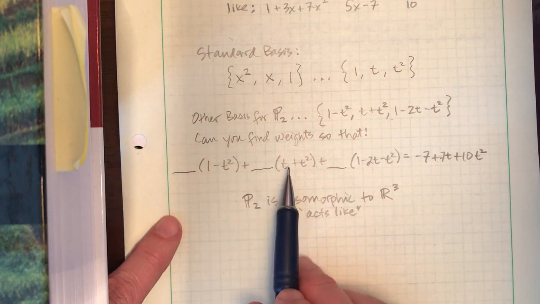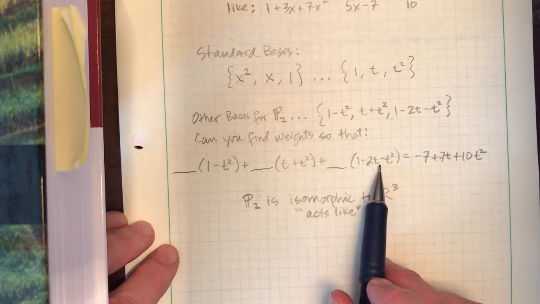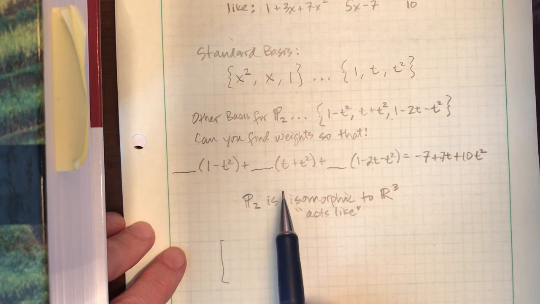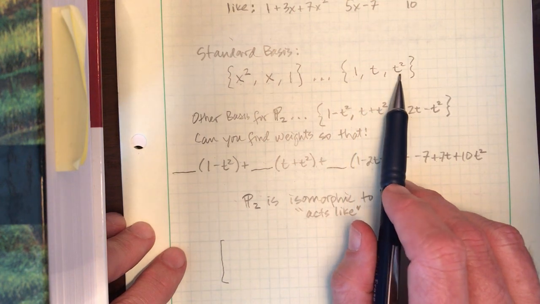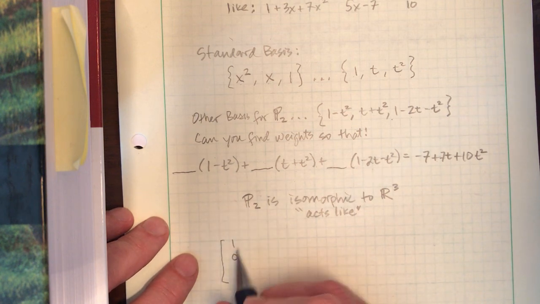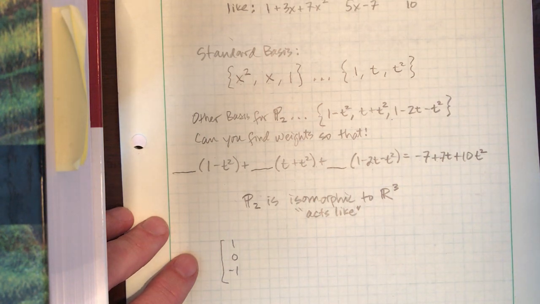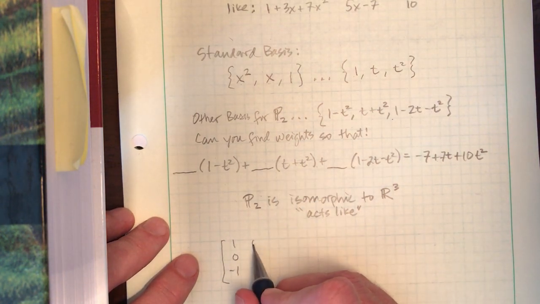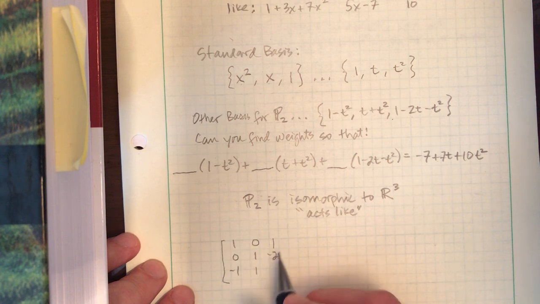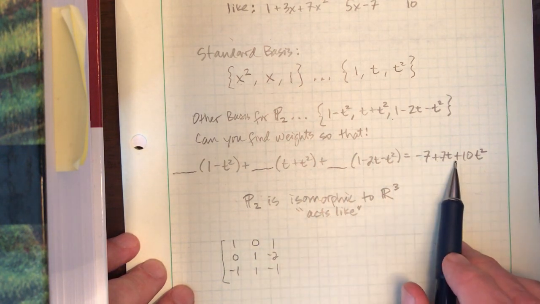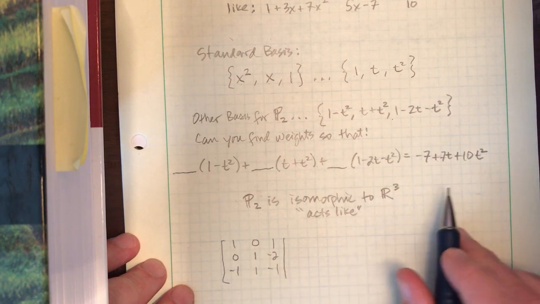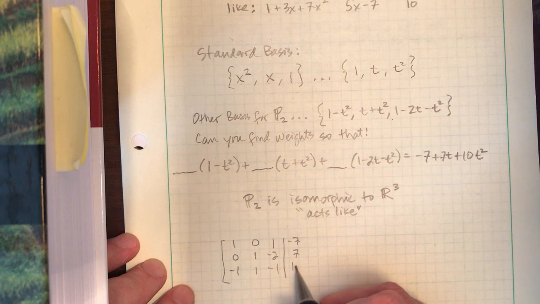I want to think of these as column vectors that we're used to, and I'm going to build a matrix of those column vectors. If I structure it like this up here, where I have my constant, my t, my t squared, let's write that first column vector: 1, 0 t's, negative 1 t squared. My second column vector would be 0, 1, 1. And my third one, 1, negative 2, negative 1. My target polynomial on this side will act as my target vector, so we're going to augment this with negative 7, 7, and 10.